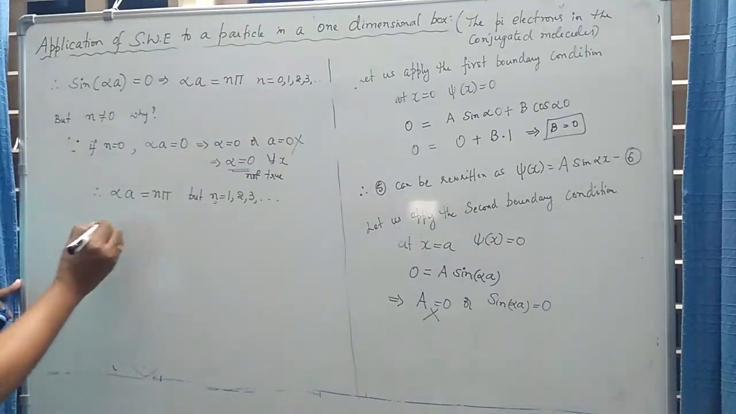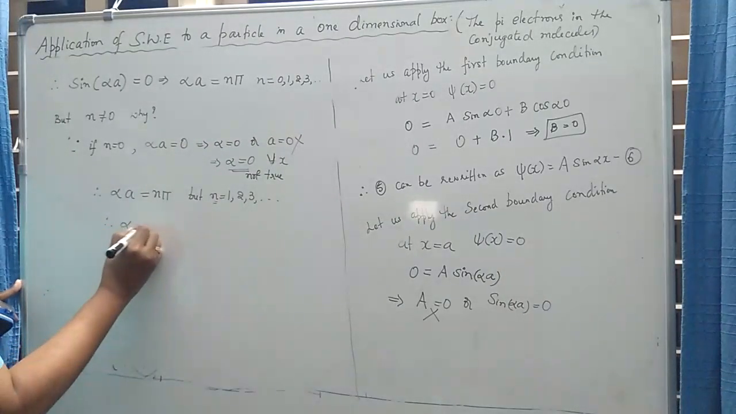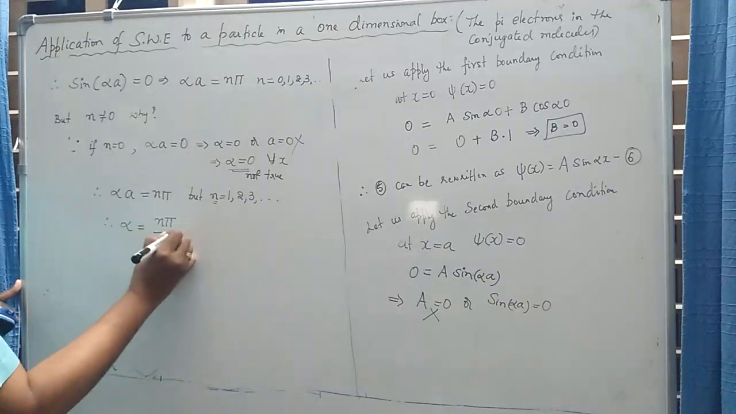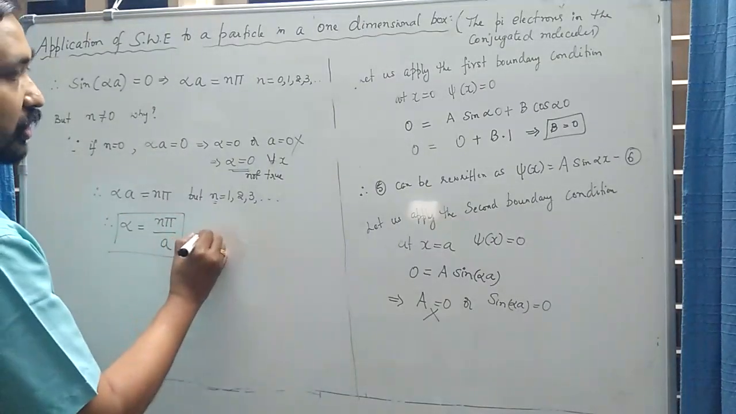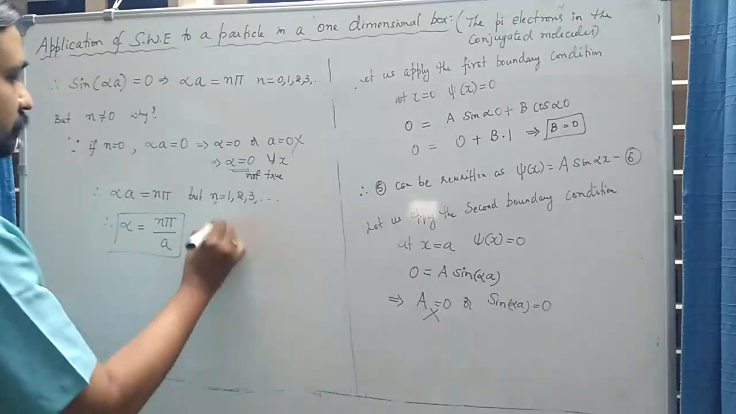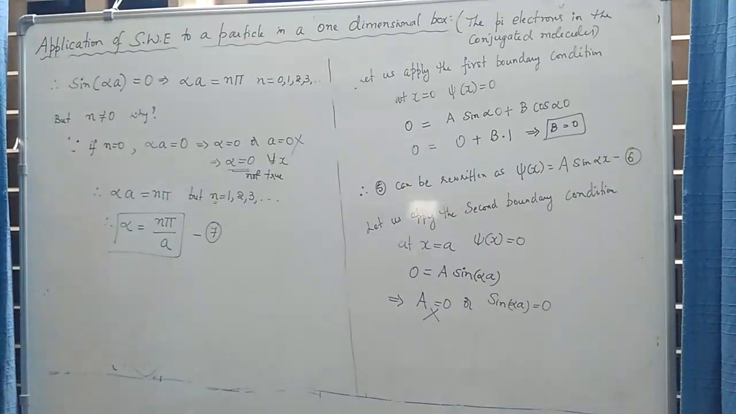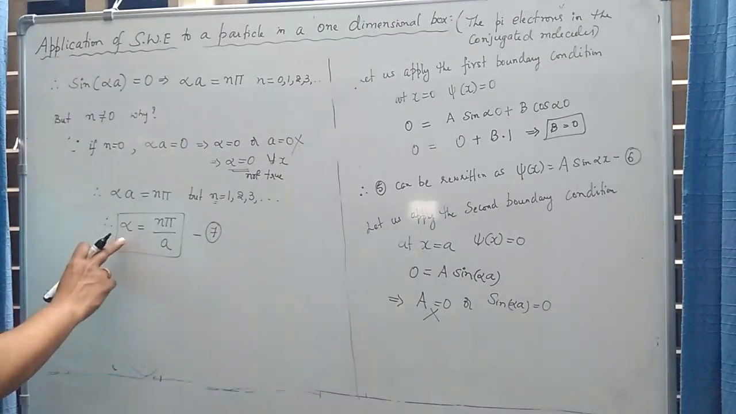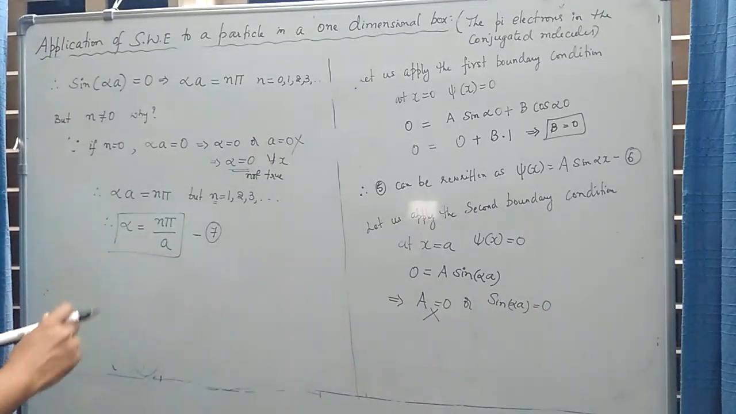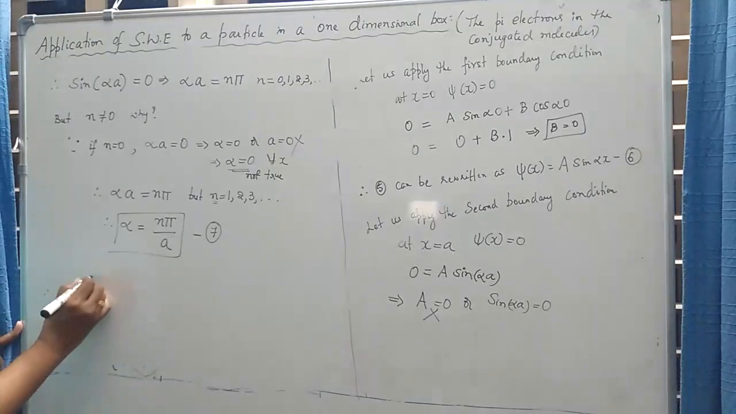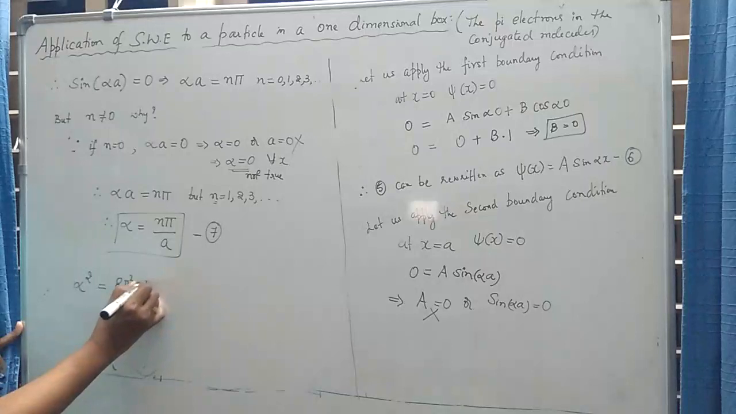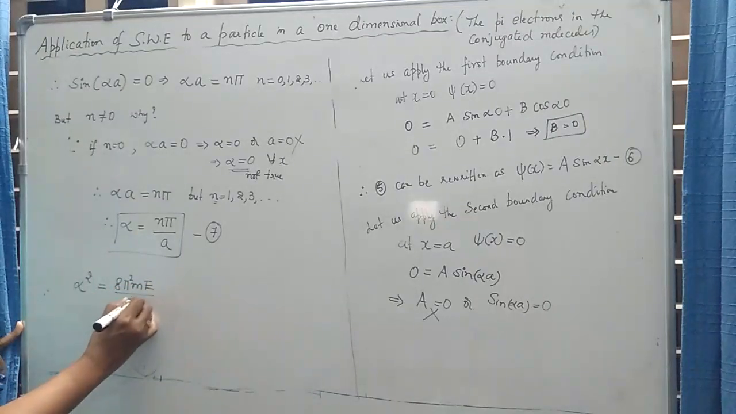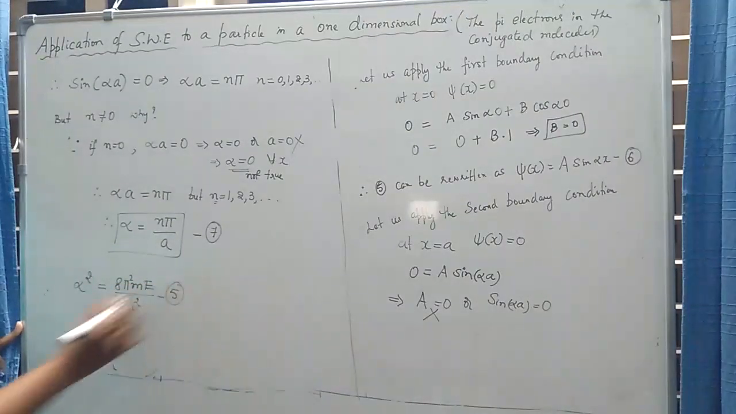Okay, I will rearrange this equation. Therefore alpha is equal to n into pi divided by a. Let me take it as equation 7. Alpha is equal to n pi by a. Remember, in my earlier slide I had already written down an expression for alpha square. Okay, what is alpha square? Alpha square is 8 pi square m into e divided by h square. This is nothing but equation 5.